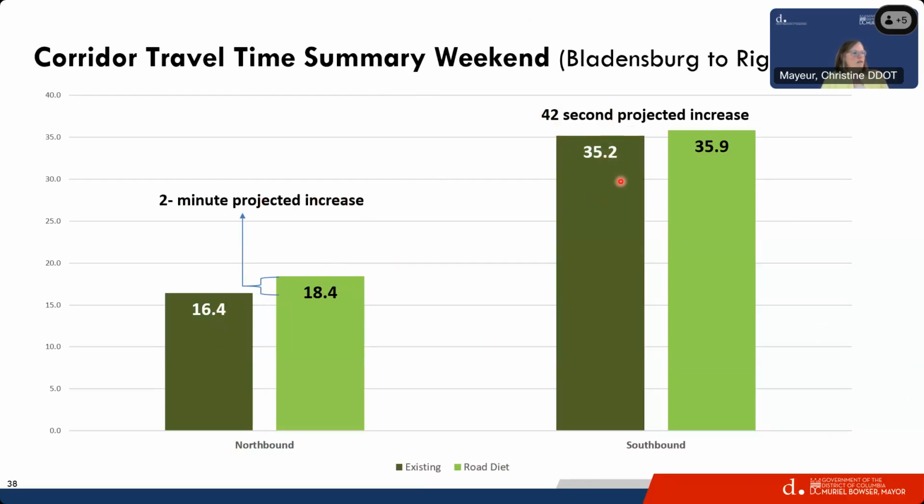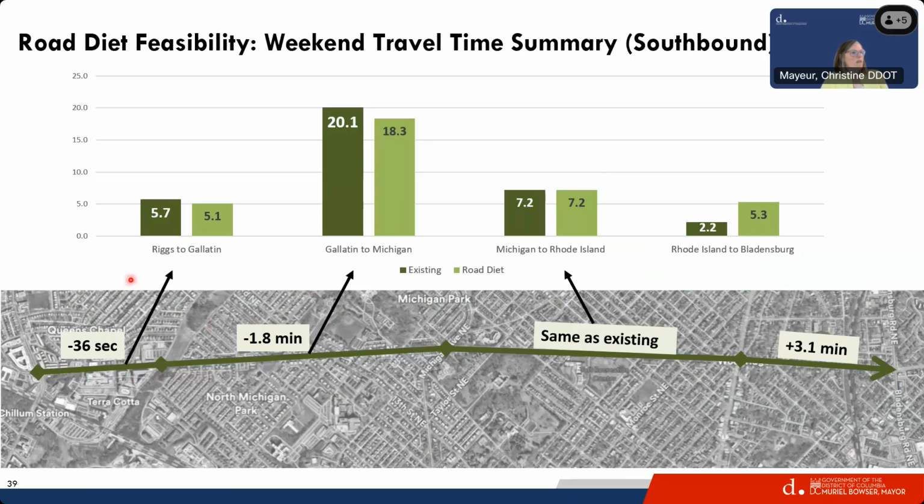from existing with the road diet. So in the southbound weekend travel peak, we see about a 36-second improvement in travel time from Riggs Road down to Gallatin. From Gallatin down to Michigan, we see about a 1.8-minute improvement in travel time as well.